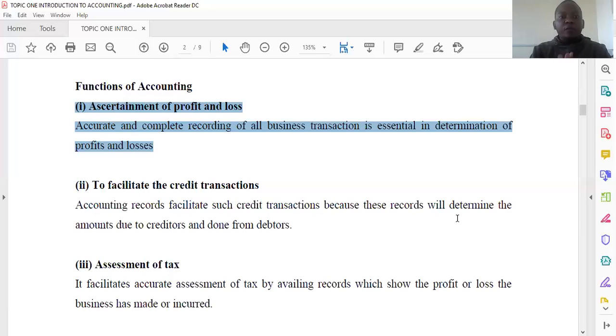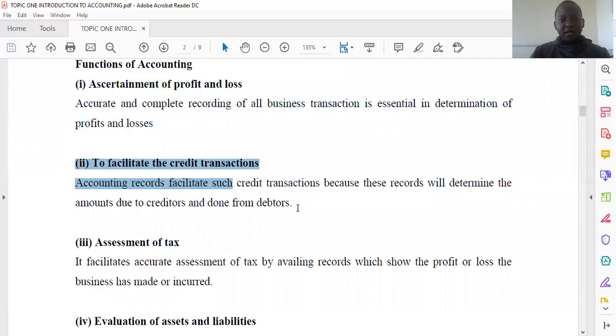So accurate and complete recording of all business transactions is essential in the determination of profit and losses. Accounting will serve that purpose very well. It's accounting in that organization that is able to tell whether the business has made a profit or a loss, because it's the accountants who prepare the profit and loss account, which shows the profit or loss that the business has made. Then number two objective of accounting is to facilitate credit transactions.